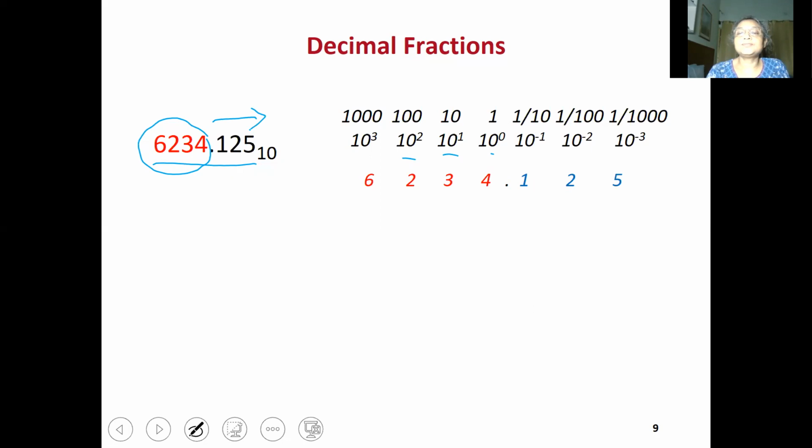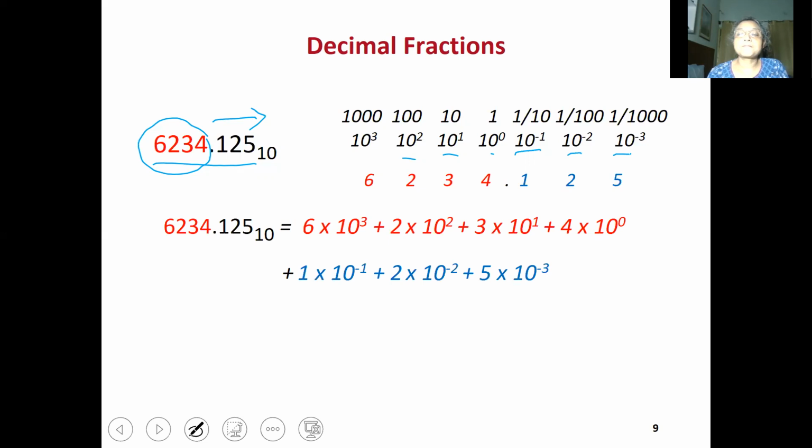Now, if we look at the digits which are to the right of the decimal point, their place values are: the first digit to the right, its place value is 10 to the power minus 1. The second digit to the right, 10 to the power minus 2. Third digit on the right, 10 to the power minus 3. So we can obtain the value of this number as 6 into 10 cubed plus 2 into 10 squared plus 3 into 10 plus 4 plus 1 into 10 to the power minus 1 plus 2 into 10 to the power minus 2 plus 5 into 10 to the power minus 3.